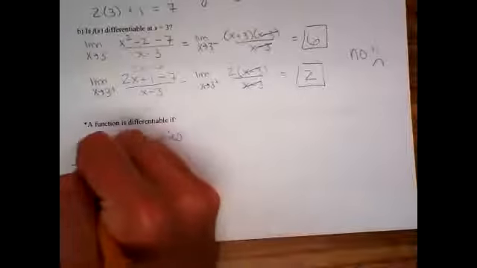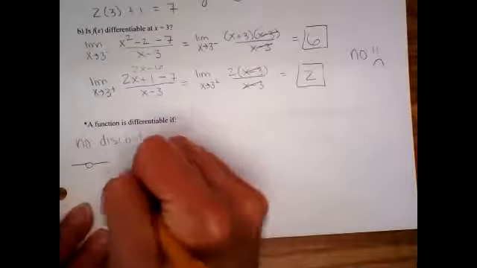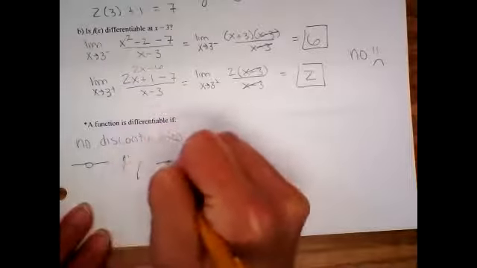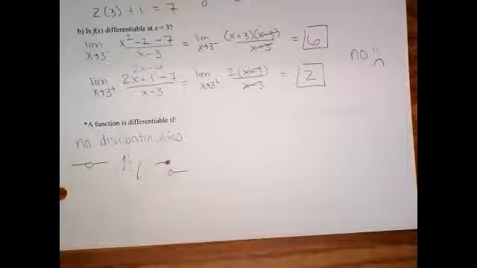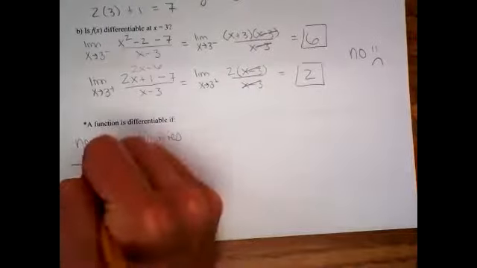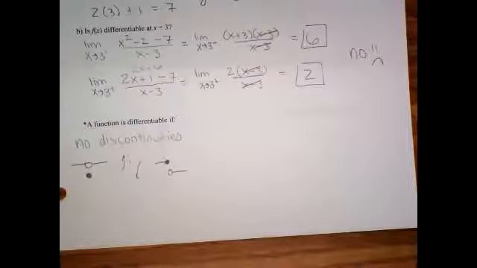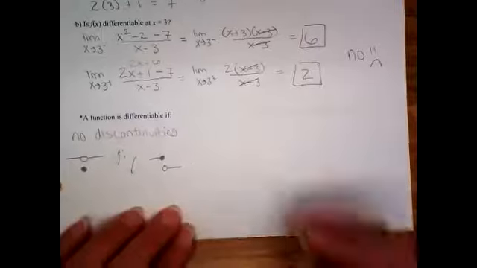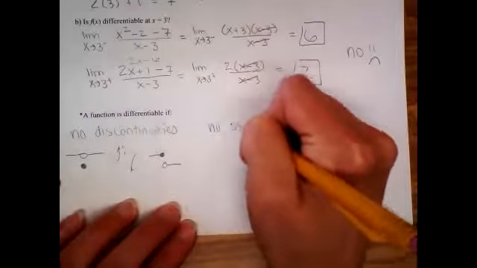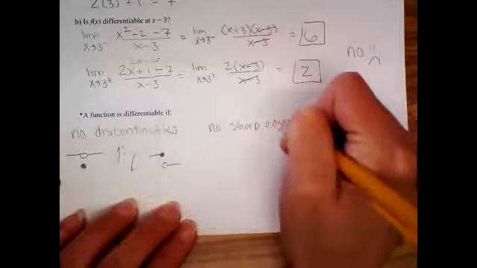No discontinuities. The function has to be continuous. Discontinuities would be things like holes, asymptotes, and jumps. Or you can have a hole and then the point be somewhere else, all those things. All right, no sharp edges.